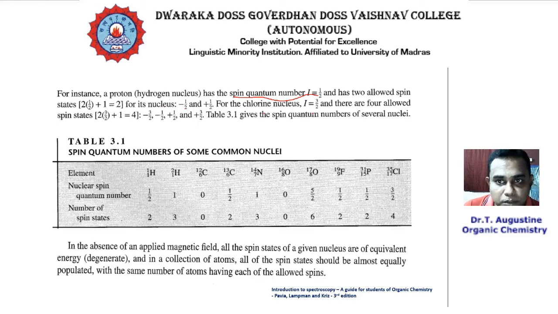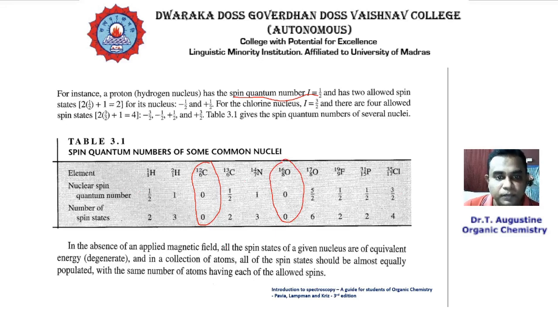For a chlorine nucleus, I is equal to 3 by 2, and there are 4 allowed spin states: 2 into 3 by 2 plus 1 is equal to 4. Therefore, it can have minus 3 by 2, minus 1 by 2, plus 1 by 2 and plus 3 by 2. The table here gives the spin quantum numbers of several nuclei, and one can understand that those nuclei which have a spin quantum number 0 are NMR inactive, and those nuclei which have a net spin quantum number are NMR active.